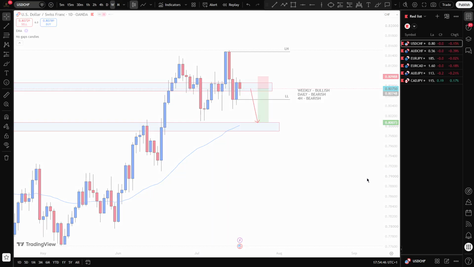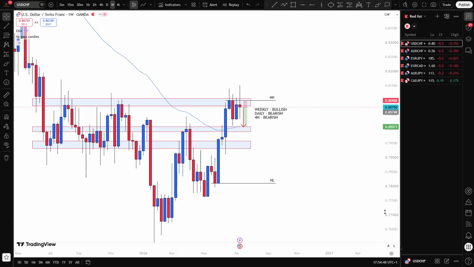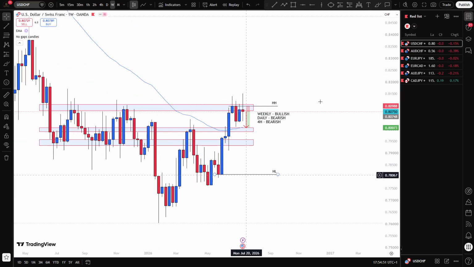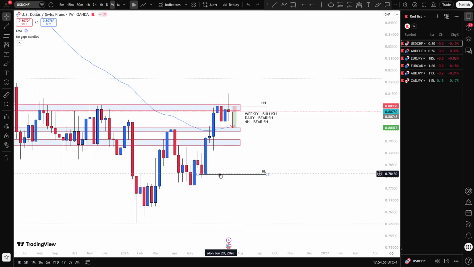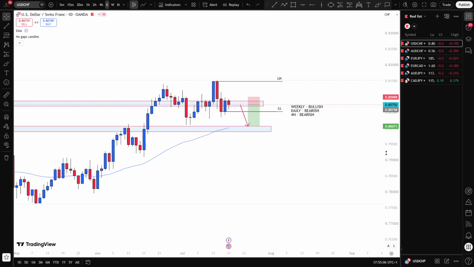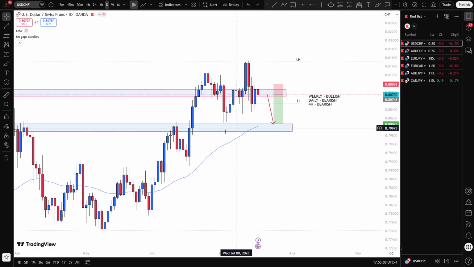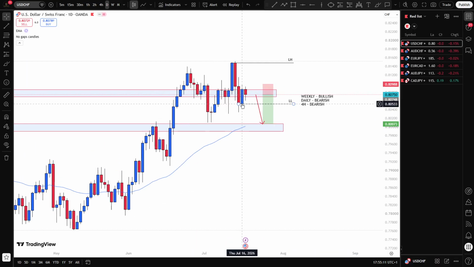On the weekly time frame, you can see that the weekly time frame is bullish. This is the higher high and this is the higher low. For the weekly time frame to have a pullback, the daily time frame became bearish to have that pullback to this area of interest. You see this is the lower low and this is the lower high, and price retraced back to this area of interest. Whenever we're under we push down, whenever we are above we push up.